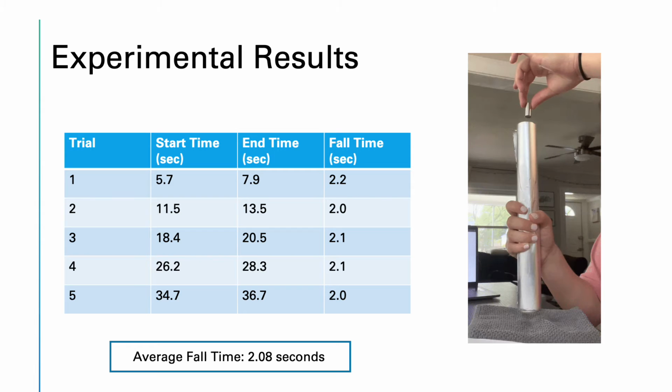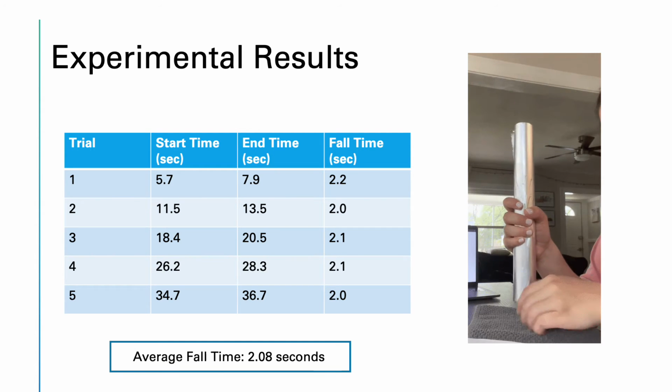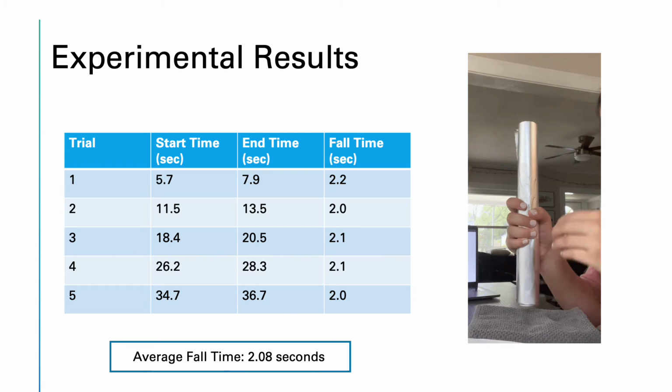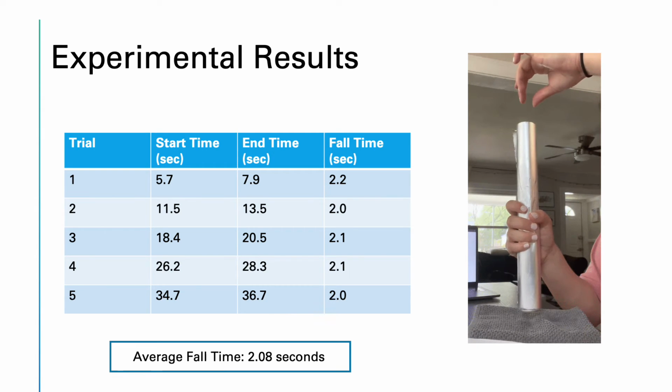For this experiment, I completed 5 different trials of dropping a magnet through an aluminum foil tube, like you can see on the right. I used a timer to record the amount of time it took to fall through the tube, and these are those results here on the right. After completing 5 trials, I got that on average, the fall time for the bar magnet was 2.08 seconds.